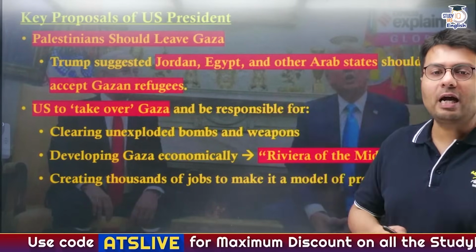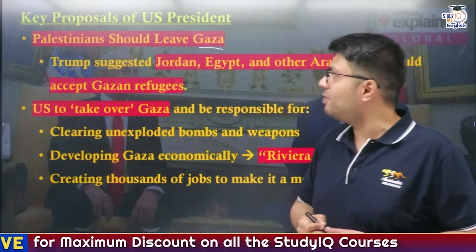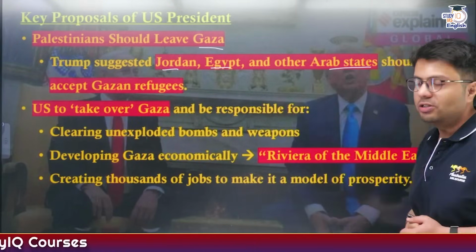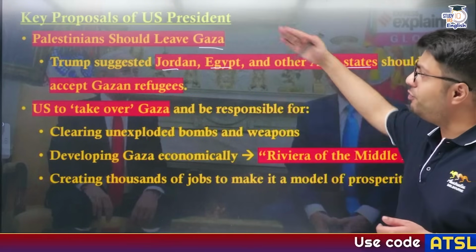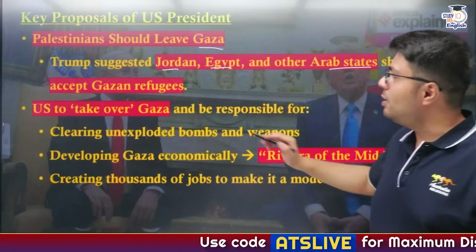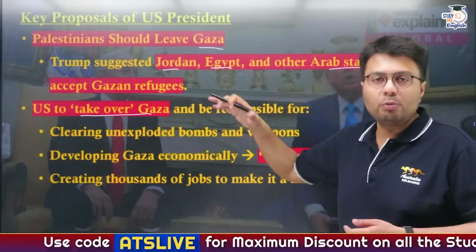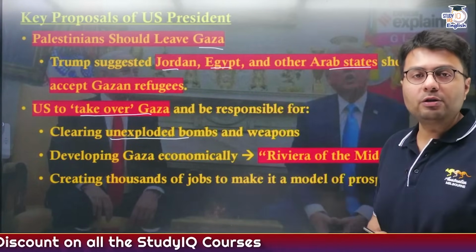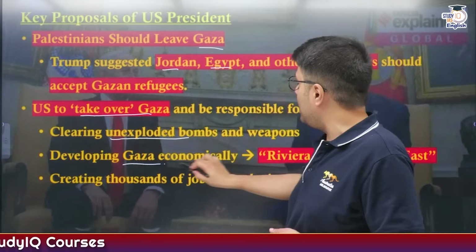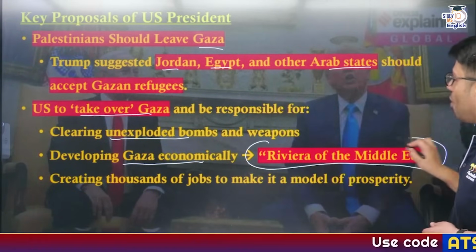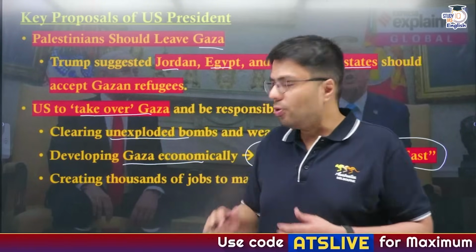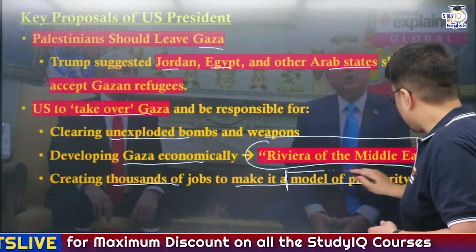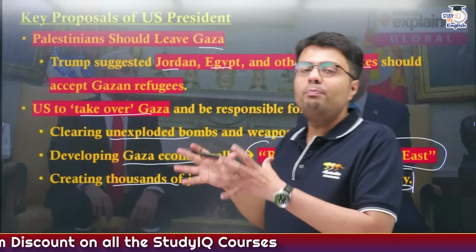His proposals included that Palestinians should first of all leave the territory of Gaza, and he suggested that neighboring countries like Jordan, like Egypt and Arab states in the region should accept Gazan refugees, and after the Palestinians vacate Gaza, the US will take over Gaza and will be responsible for many things. First, the US will clear unexploded bombs and weapons in the region, and after that it will develop Gaza economically, making it a Riviera of the Middle East region, right? And while doing so, it will create thousands of jobs and make it a model of prosperity, which might lead to economic development of Gaza and ultimately will bring prosperity in the region.